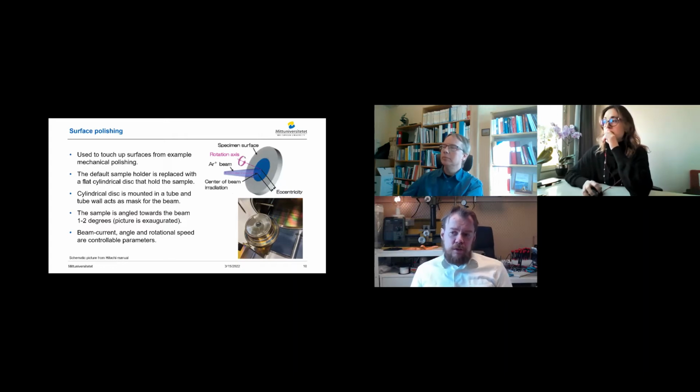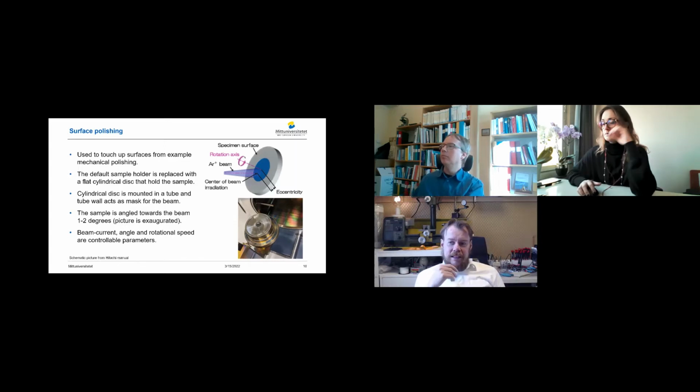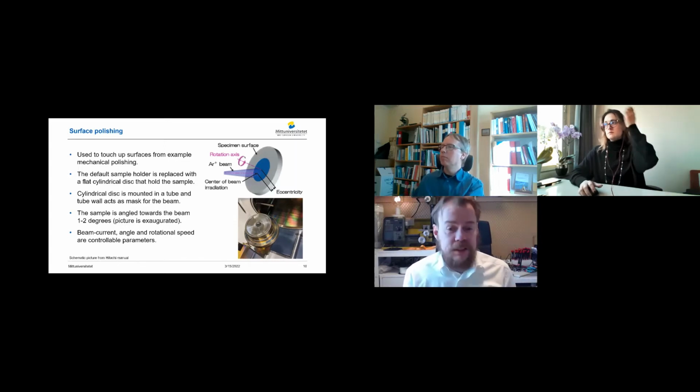But you can also use it like some kind of etching tool to clean up the surface if there is some contamination on it, because it's a very, very gentle approach. So you're milling away a small piece of the surface. So the machine can be used for surface polishing as well.